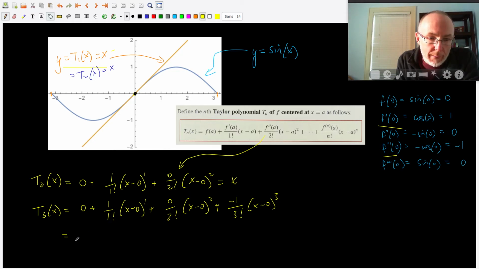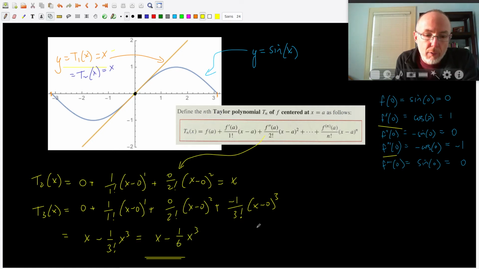So when we write this down, we've got x minus 1 over 3 factorial times x cubed. And 3 factorial is 6, so this is x minus 1/6 x cubed. And so there's our degree 3 Taylor polynomial. This is the third Taylor polynomial that approximates the sine function centered at the origin.